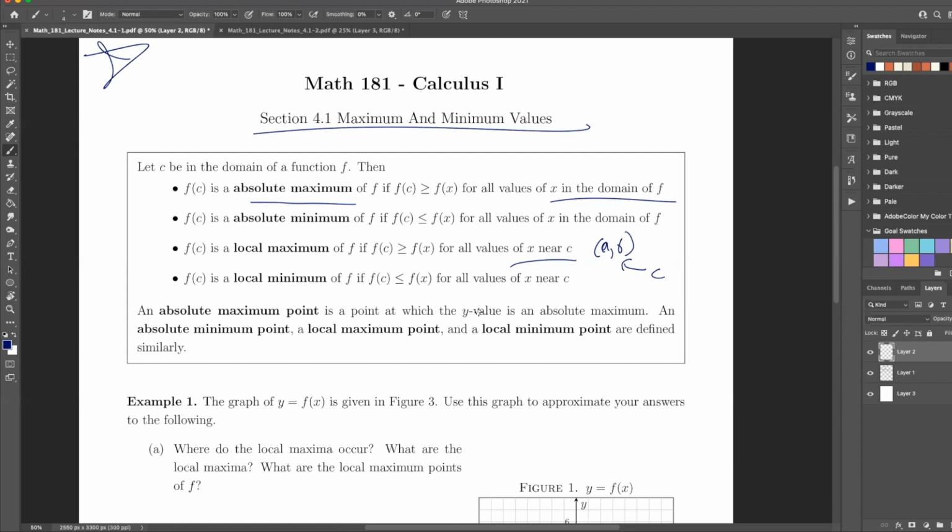And so the absolute value is the y value. And we call the point, and so we just say what value that is.